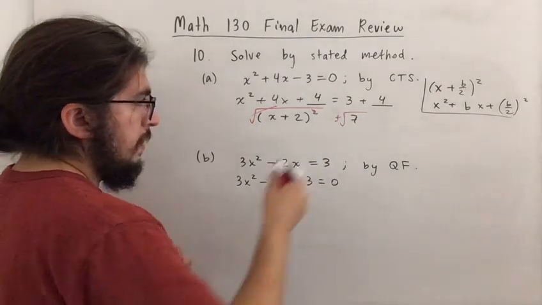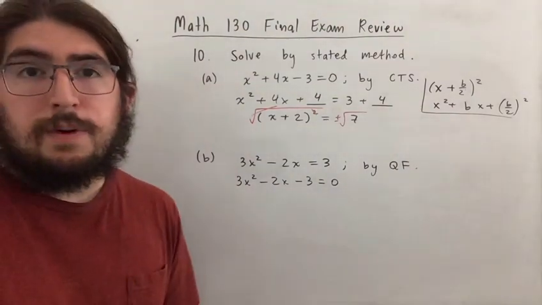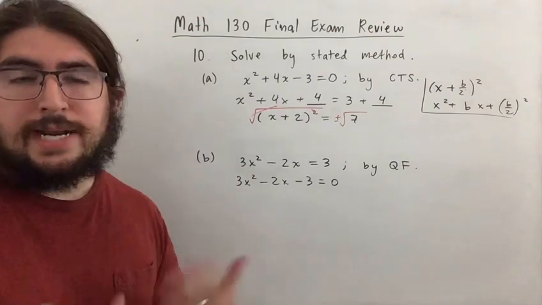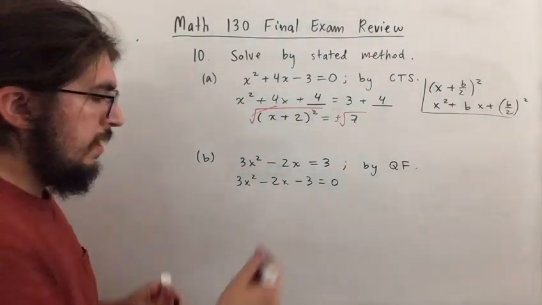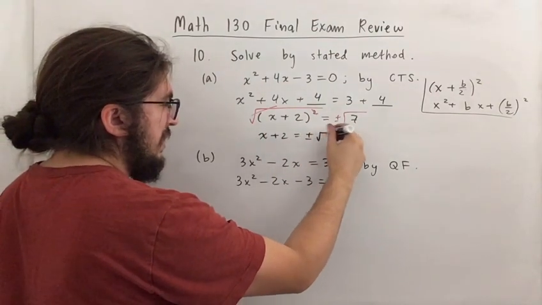Okay. Why the plus or minus? Well, as we saw earlier, when you square a positive or negative, you get positive no matter what. So square rooting, you technically get 2 scenarios, either a positive scenario or a negative scenario. Finally, we have x plus 2 is equal to plus or minus radical 7.